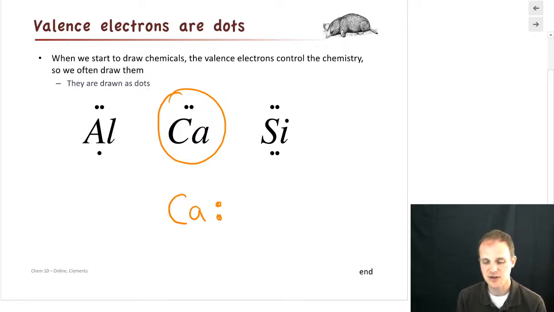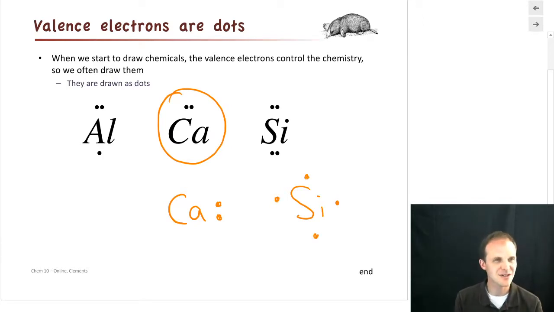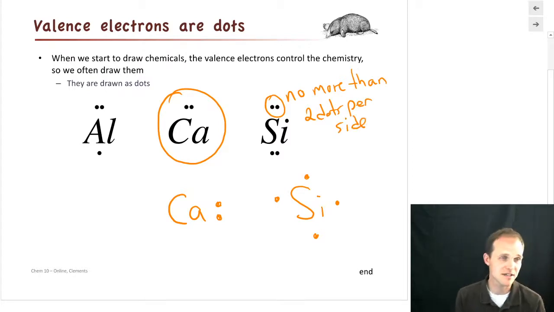Silicon, 4 valence electrons. If you look back at the periodic table, so we can draw it like that. We could also draw it with those electrons spaced 1 on each side. And again, we'll see later on what reasons for doing it. I'll accept any way you draw it if for a quiz or test for now. And then what are some rules? In general, we don't draw more than 2 dots per side. Now, I'm going to violate my own rule later on in the semester, but for now, we don't draw more than 2 dots per side in general.